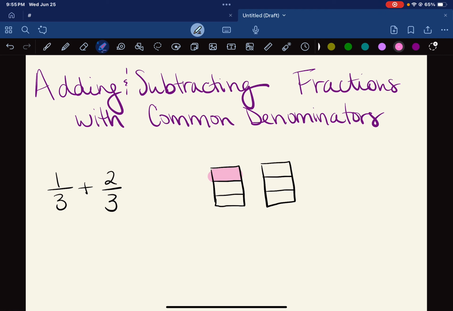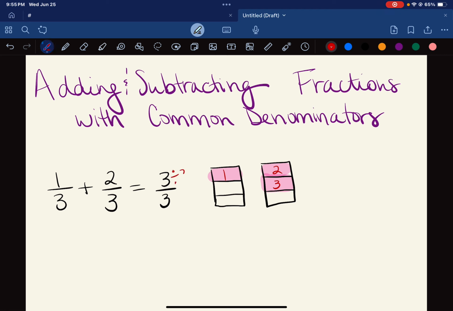And we'll pretend like an equivalent size figure and shade 2/3 of it. How many thirds do we have all together? 1, 2, 3. So we have 3 thirds. This right here is equal to 3 thirds. Now, don't forget, you should always reduce your fractions. 3 over 3, obviously, both of those are divisible by the number 3.